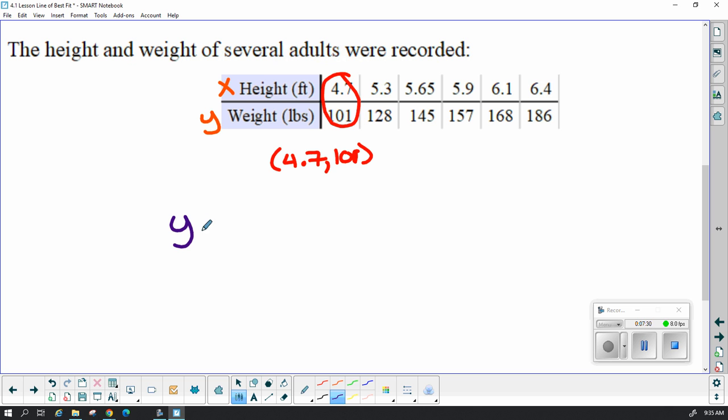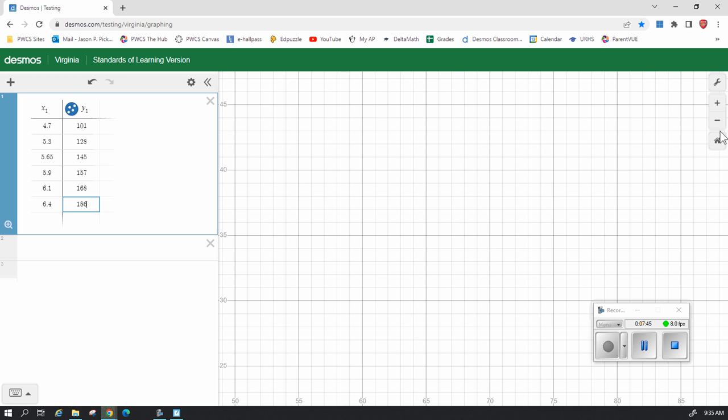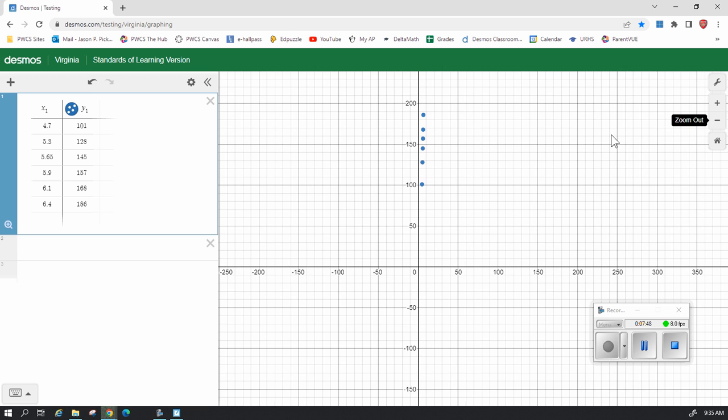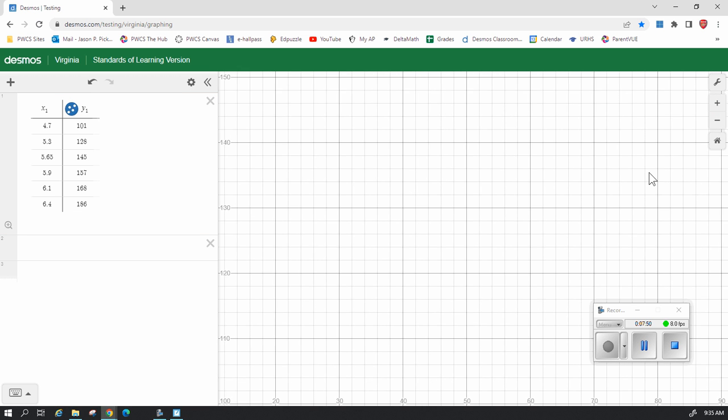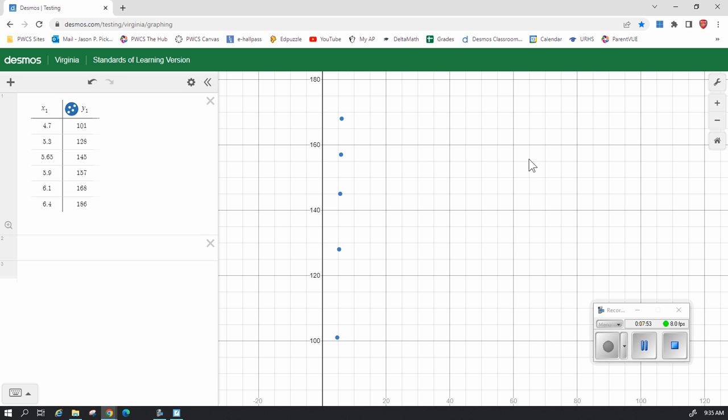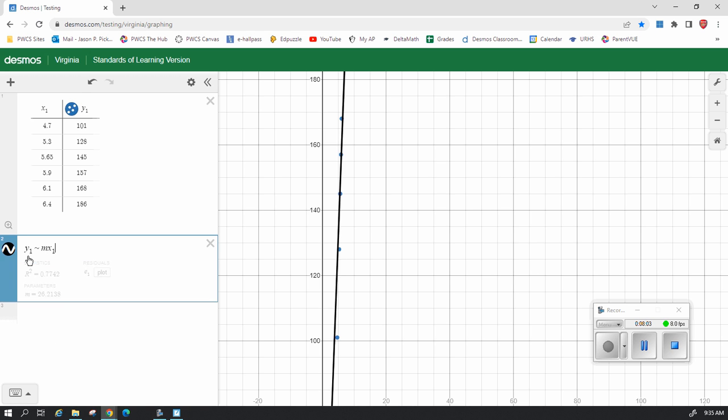We are trying to get an equation. So we have to modify this for Desmos so that it gives us an equation that represents this relationship, but it's not going to go through all these points, because if I zoom out, it looks pretty straight, but I'm not sure it's exactly straight. We're about to find out. So I'm going to type in y1 squiggly mx1 plus b.